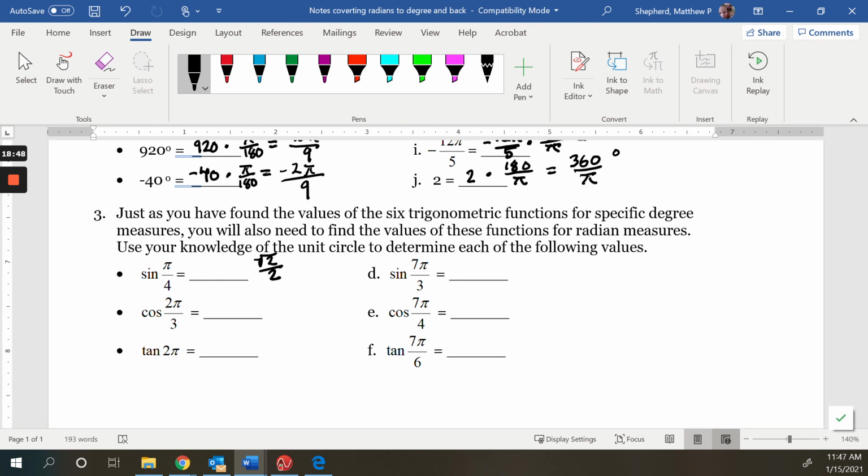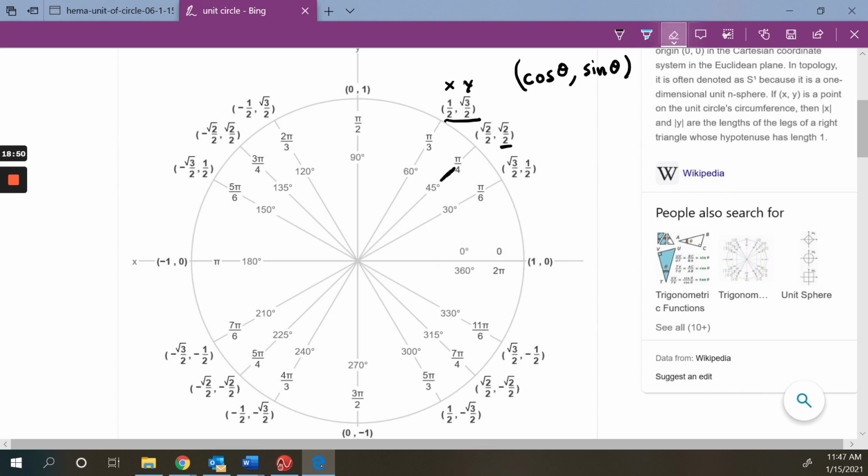Cosine of 2 pi thirds. So now let's go ahead and find 2 pi thirds right there. It's the same as 120 degrees, and the cosine would be the x, so negative 1 half.